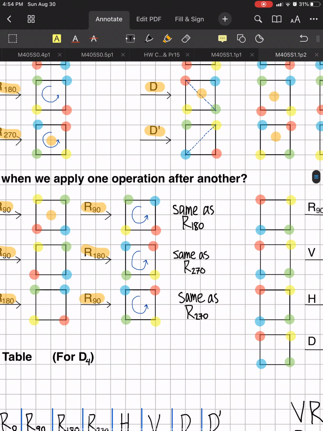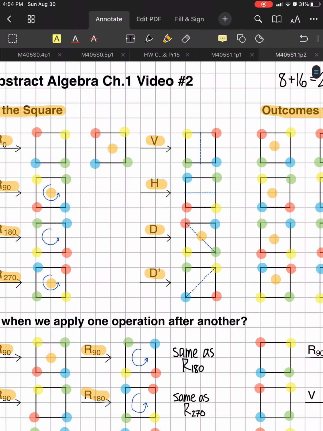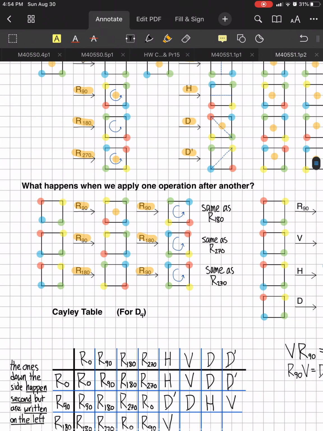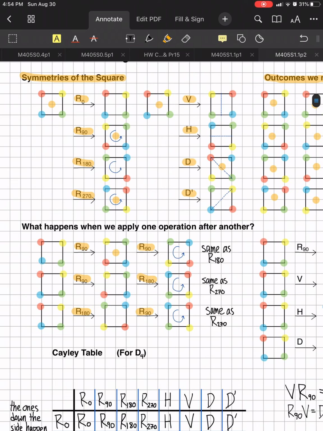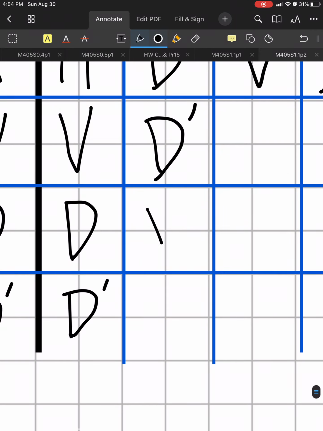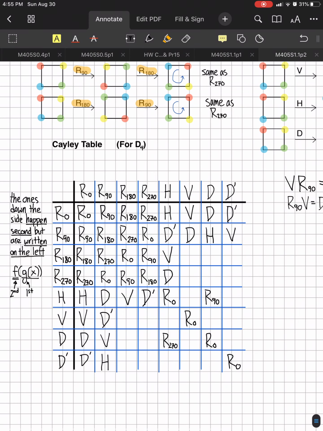If I do, what's the other one here? 90 degrees followed by D, then I should have yellow still in the upper left, but green in the lower right, so that should be a V down here. And that leaves me an H right here. Let's see. Doing okay. And we just need, I think, one more of these and we'll be done, or we'll be close to done. On the upper left and lower right.